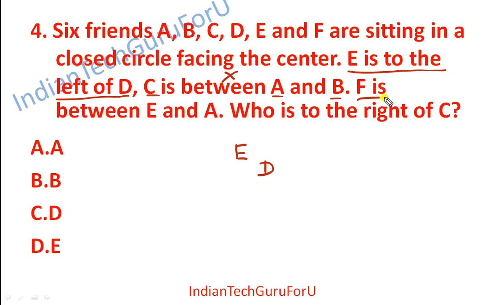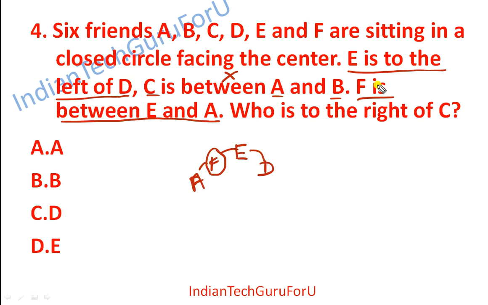What is the third statement? F is between E and A. So A comes here, F comes here. F is between A and E. F comes here in between A and E. Okay, so now let us see.